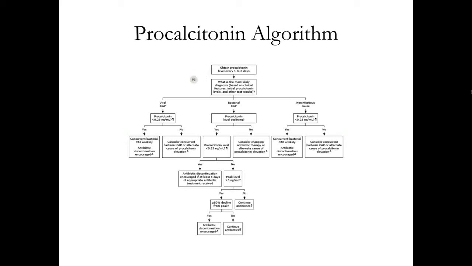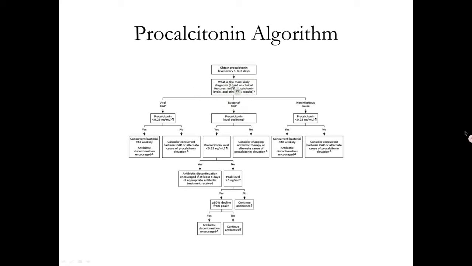Now, let's say you have a patient who you start empiric antibiotics on because of suspicion of community-acquired pneumonia. You don't have culture results, but your suspicion for community-acquired pneumonia is strong. You obtain a procalcitonin initially, and it is high, and the patient is on antibiotics. The decision is when to stop these antibiotics or when to de-escalate. The authors recommend obtaining a procalcitonin every 1 to 2 days.